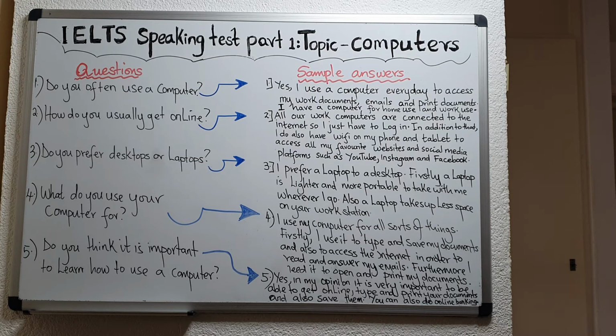So all those words are helping me to join my points together, and the examiner expects you to do that too. But also you notice in that answer, I have used simple, compound, and complex sentences. I use my computer for all sorts of things. That is an example of a simple sentence. Firstly, I use it to type and save my documents, and also to access the internet in order to read and answer my emails. That is a complex sentence. And then finally, furthermore, I need to open and print my documents. That is an example of a compound sentence.